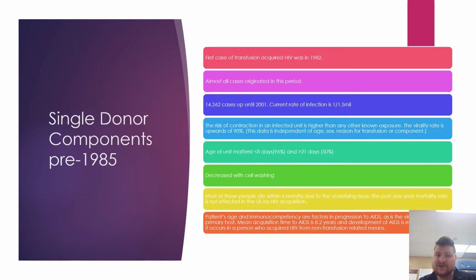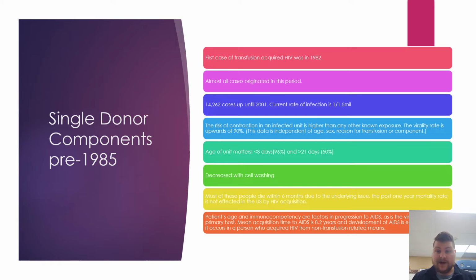So looking at our single donor components pre-1985. At this point, we don't have any screening. We don't have anything like that. And the first case of transfusion-acquired HIV was in 1982. Almost all cases originated in this period. There are very few new cases. And up till 2001, of those cases, 14,262.